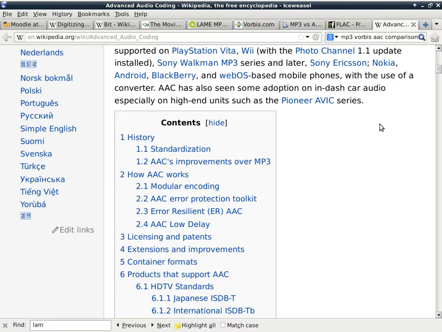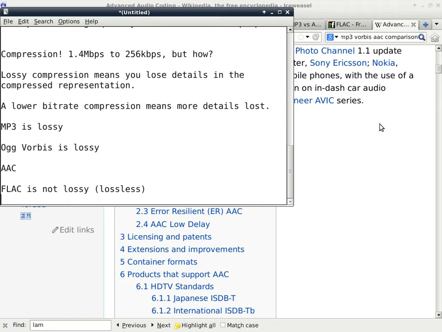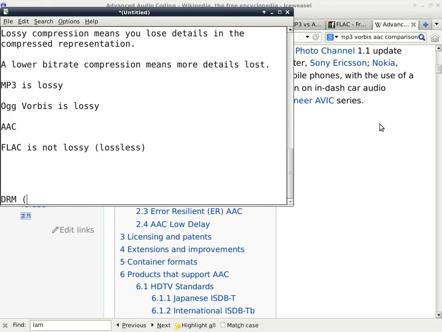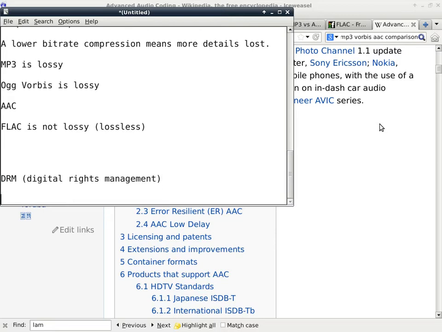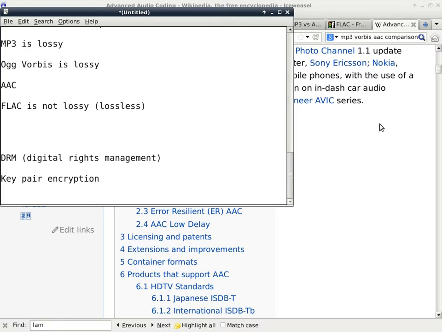The rest of the time of today is probably a good time to explain key pair encryption and how it is applied to DRM, digital rights management. So here is a DRM with key pair encryption. DRM stands for Digital Rights Management, and some DRM is based on encryption or key pair encryption. This is really kind of interesting.